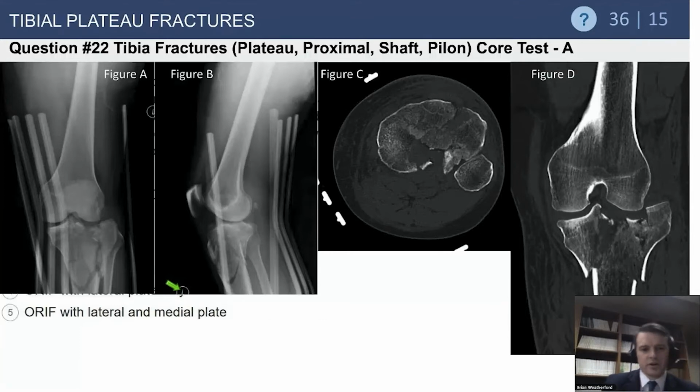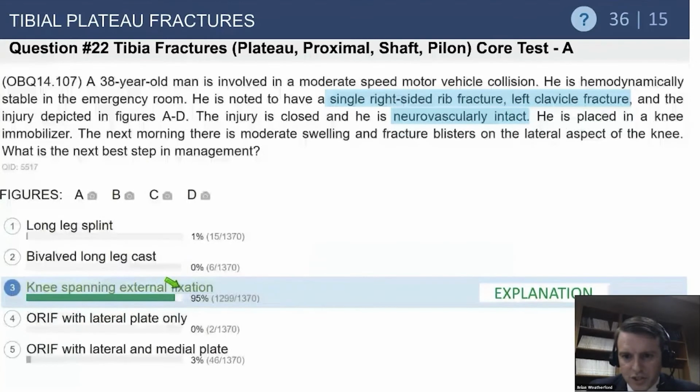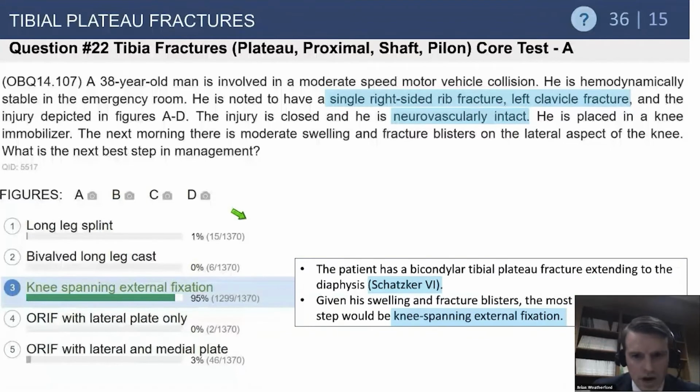Okay, so here's our injury here. You guys can see we have a high energy bicondylar tibial plateau fracture, displacement both medially and laterally. The femur is actually subluxated and following this medial fragment here. All right, so what do we think is the best option? Yep, so there it is. The best option is knee spanning external fixation.